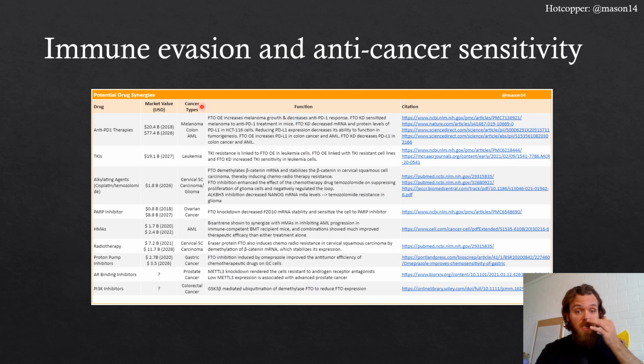Okay, so I didn't want to spend too much time on here. For those that are on Hot Copper, they've seen this before, but by understanding what I've explained before, I imagine it makes it easier to understand how there could be more synergies with, for example, tyrosine kinase inhibitors, alkylating agents, PARP inhibitors, because there are so many genes that are affected by the inhibition of FTO.